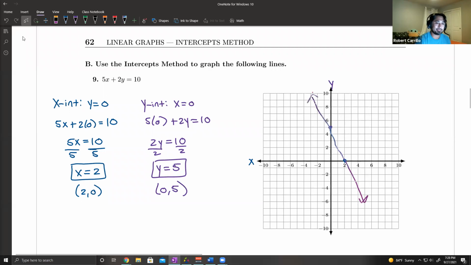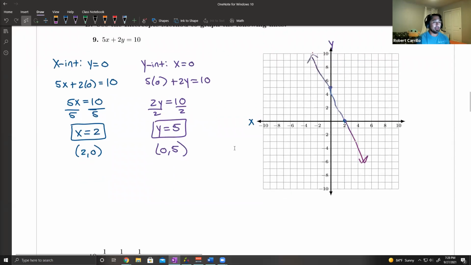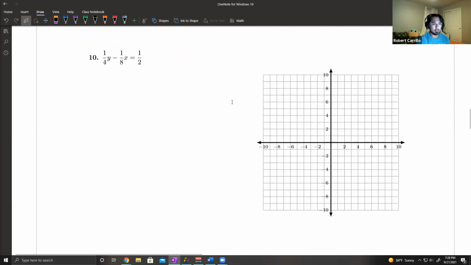Okay. Everybody good with that process? Okay, cool. So x-intercept, y-intercept, fastest way to graph. Let's try it again. Oh, look at those fractions. 1/4 y minus 1/8 x equal to 1/2. Here we go again. X-intercept, you let y equal 0.